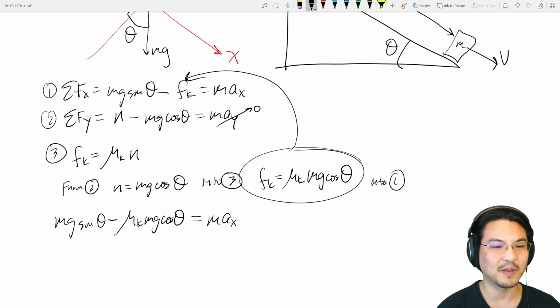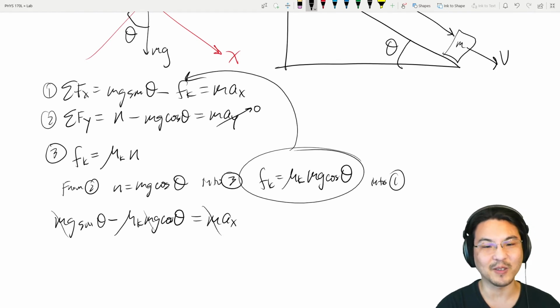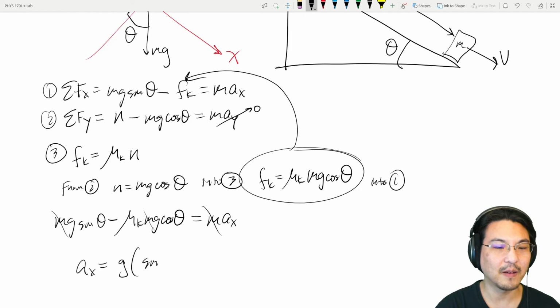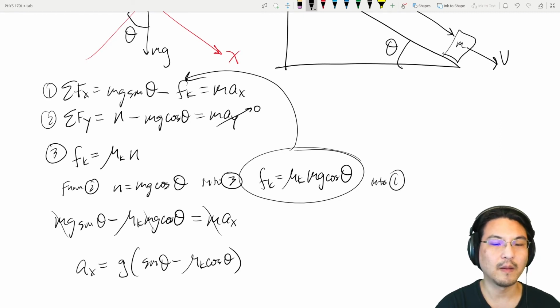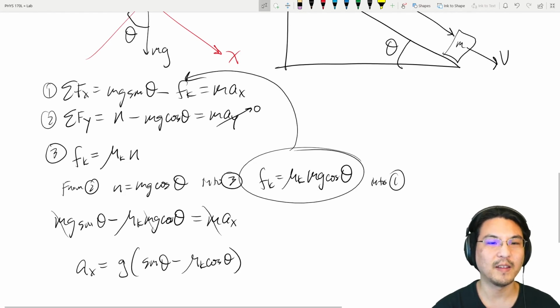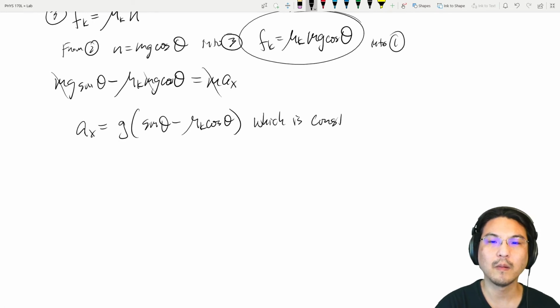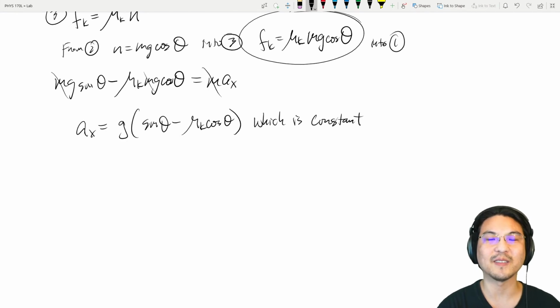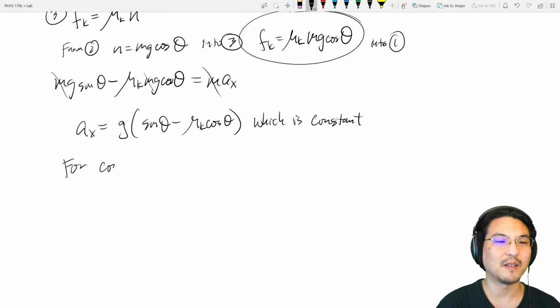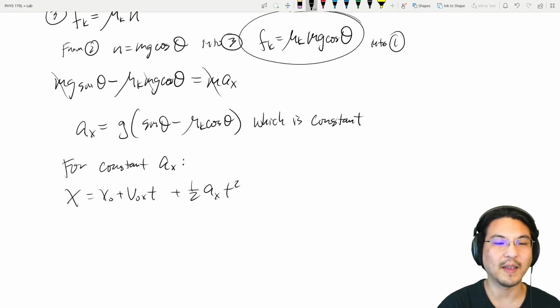Okay, so mass is non-zero, so you can divide both sides of the equation by something that's non-zero. So we have an expression for the acceleration. I can factor g out of there. Notice that this is constant, which means we can use kinematics for constant acceleration. So for constant acceleration, this is true, and this is true.